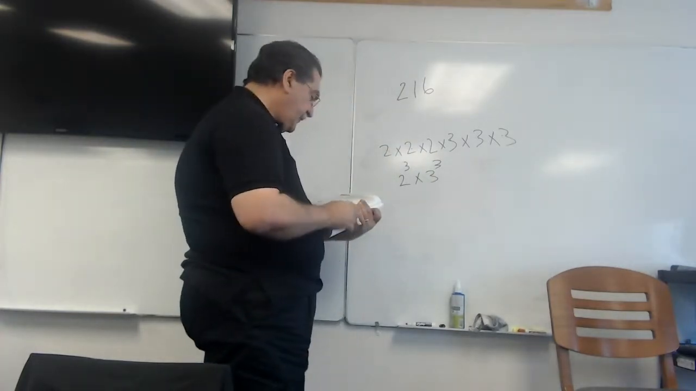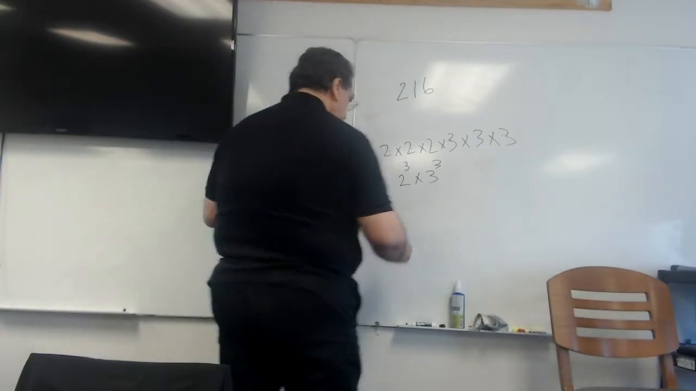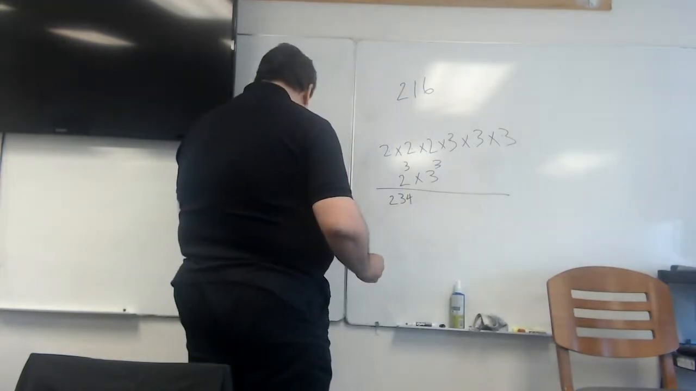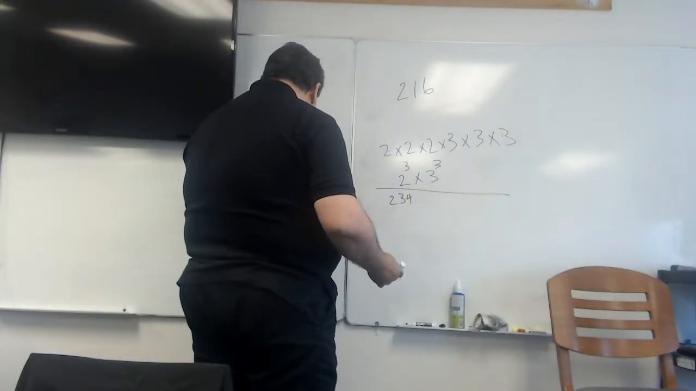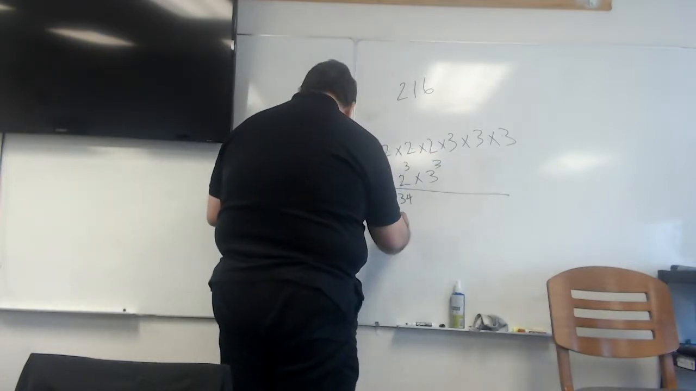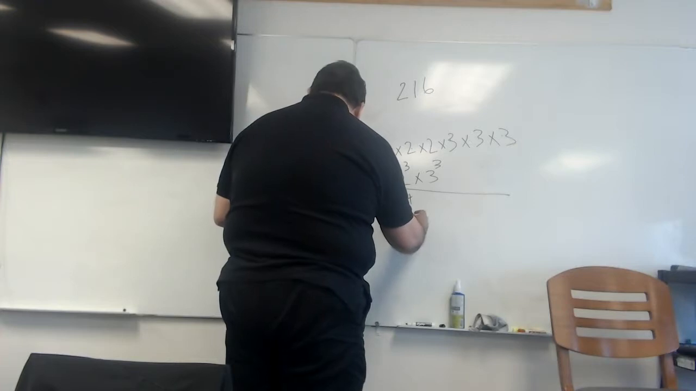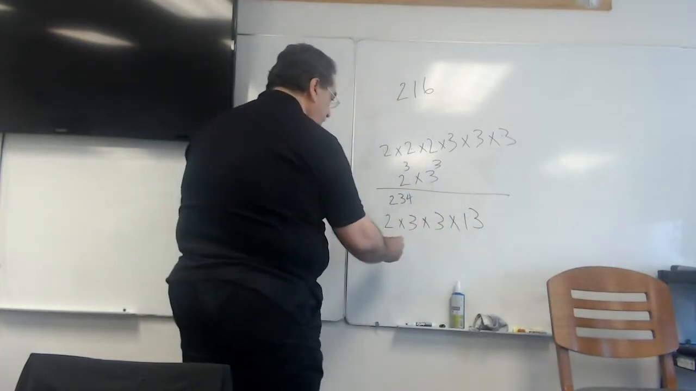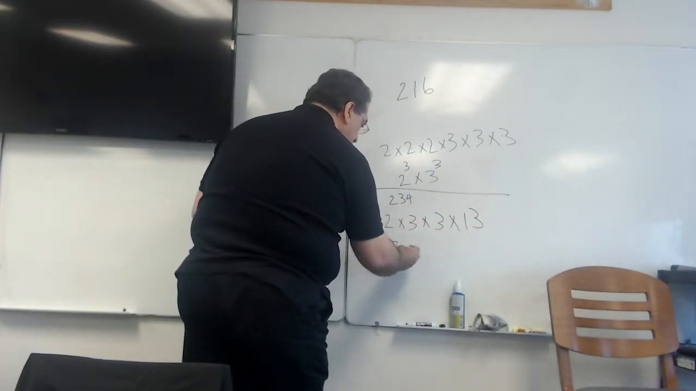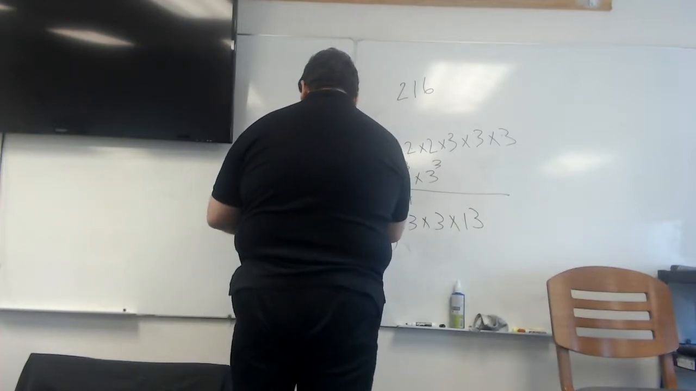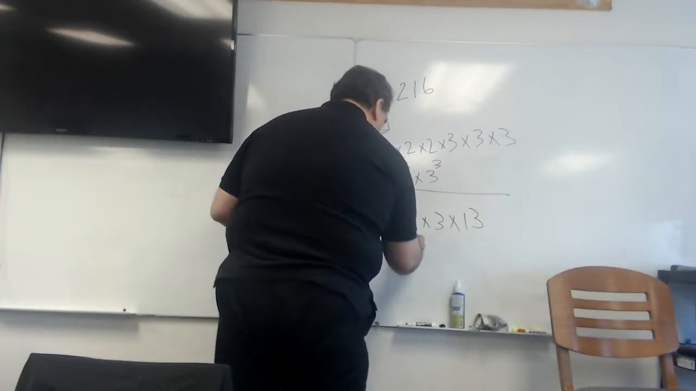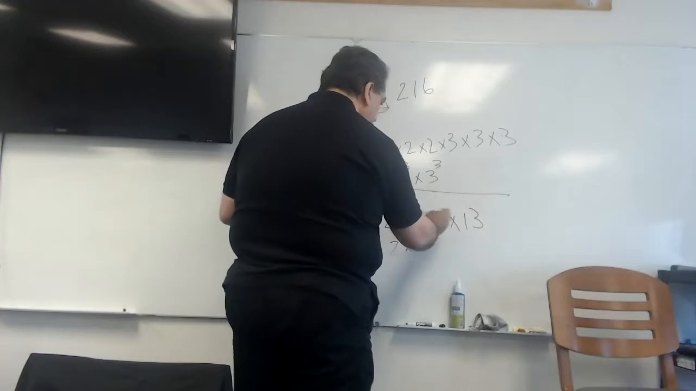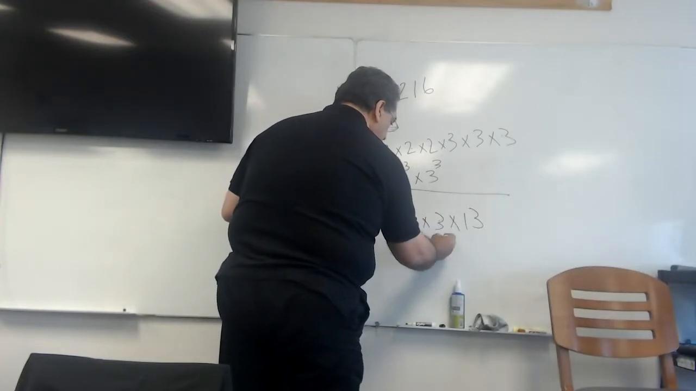You do the same factor tree for number 234. Number 234, the next number. And again, we use the factor tree. We find it's a product of 2 times 3 times 3 times 13. Or it can be 2 times 3 to the power of 2, times 13.